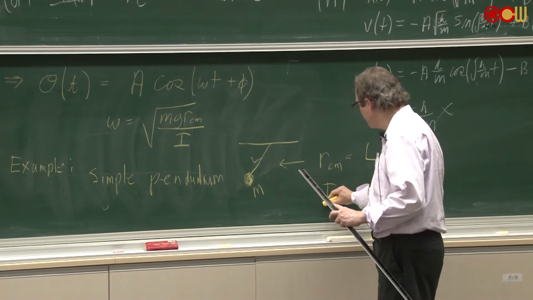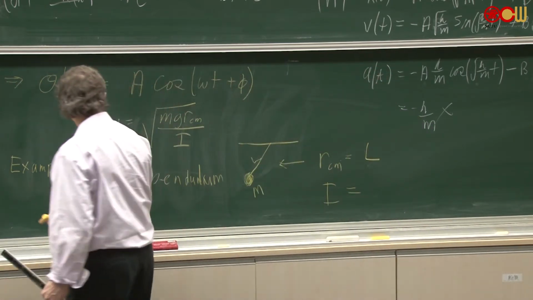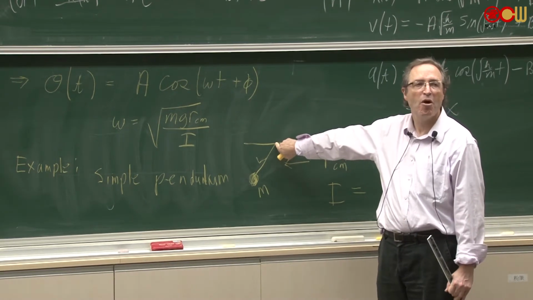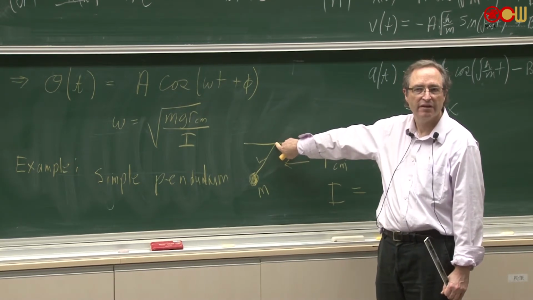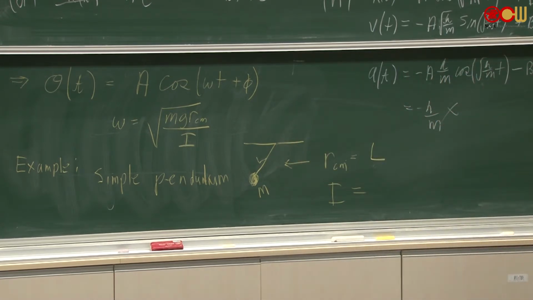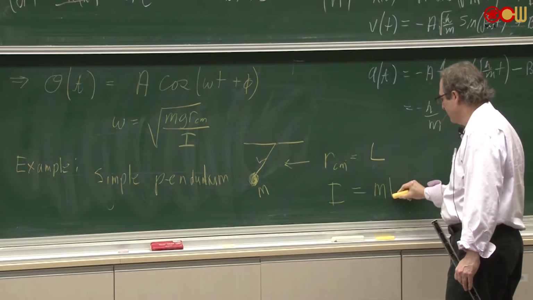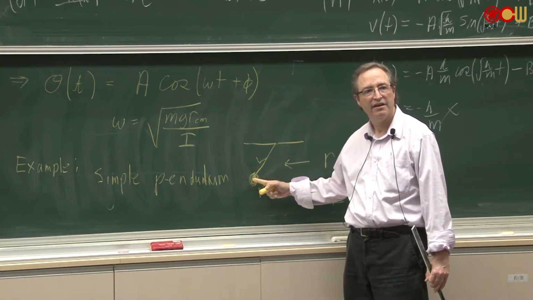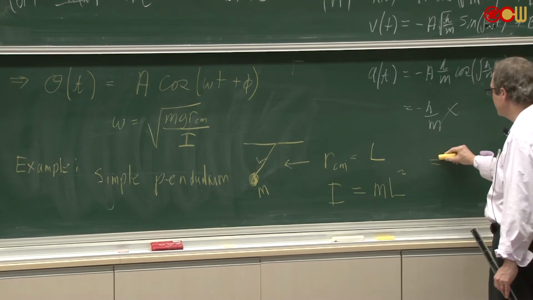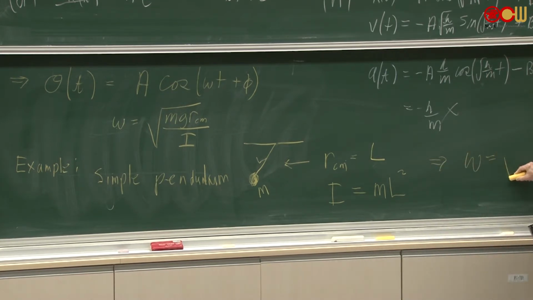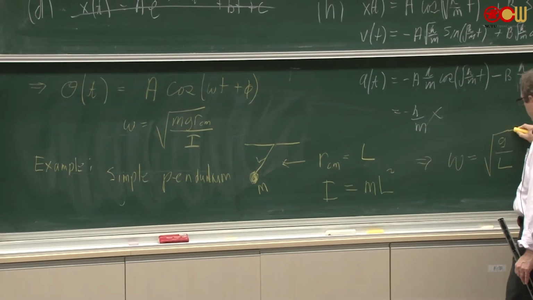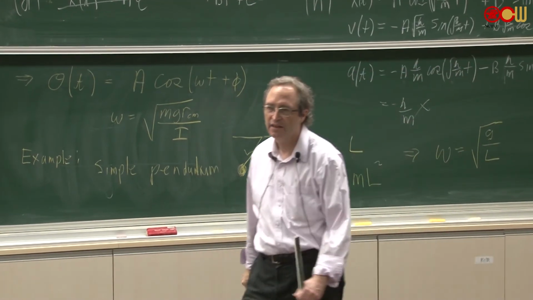What is the moment of inertia about this point here? M what? ML squared. Right? Because all the mass, we'll assume this is small, is all right there. All right? So this implies omega is the square root of g over L. Okay? You may have seen that before.